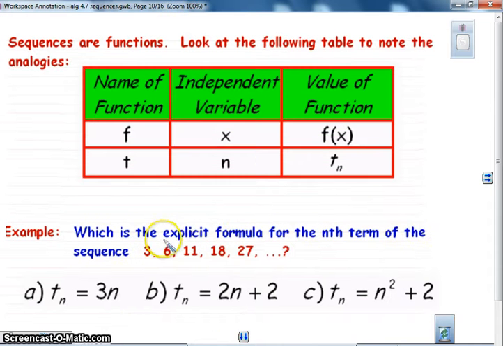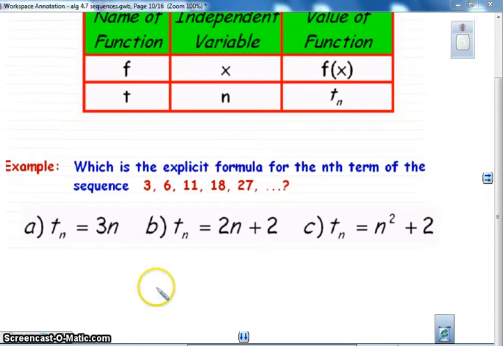On the bottom of the next page, again, we're looking at a sequence, and it says, look at the following table for analogies. If we look at our function notation, we might have the independent variable x. We write it as f of x. When we talk about our T, we have the independent variable n, term n. So it says, which of the explicit formulas is the formula for the nth term? And again, what you really want to do is plug in your values.